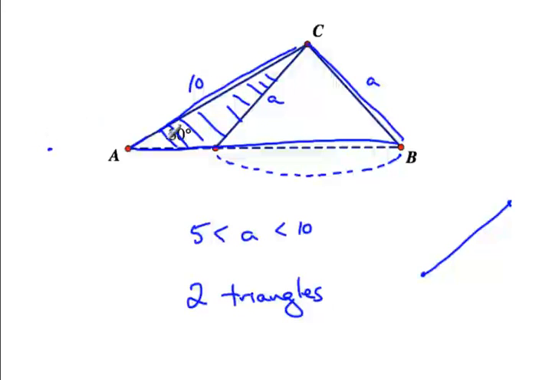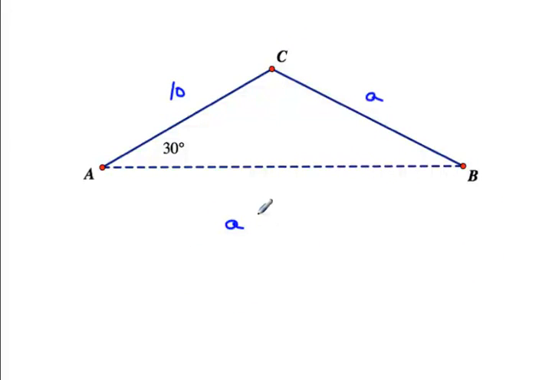If it were longer than 10, it would miss here, come over this way, and although it's still making a triangle, there's no 30-degree angle in that triangle. It would make this angle, which would be 150 degrees. So in this case, when A is greater than 10, or in fact when it's equal to 10, because if it's equal to 10 it will lie exactly on this line, then we only get one triangle again.